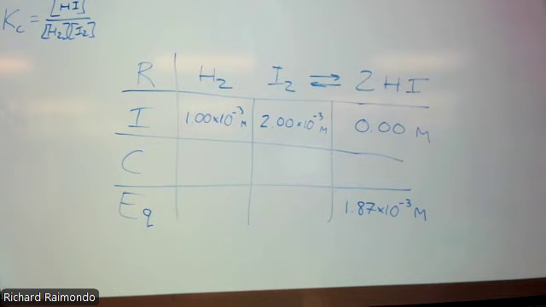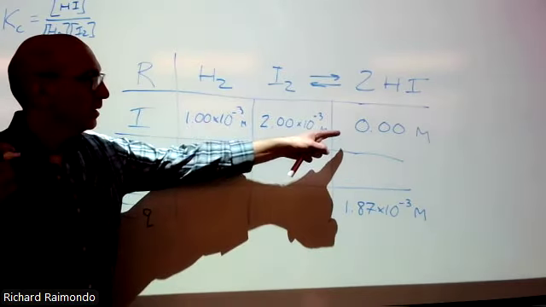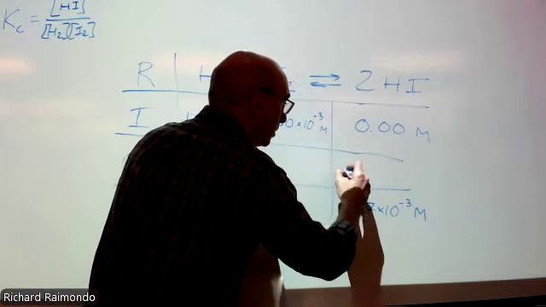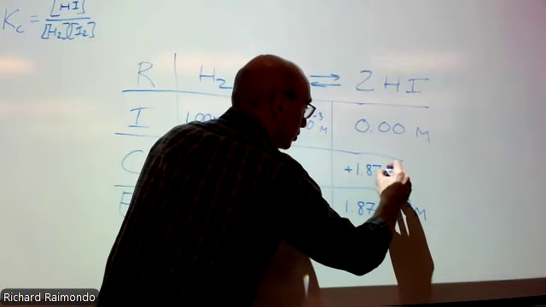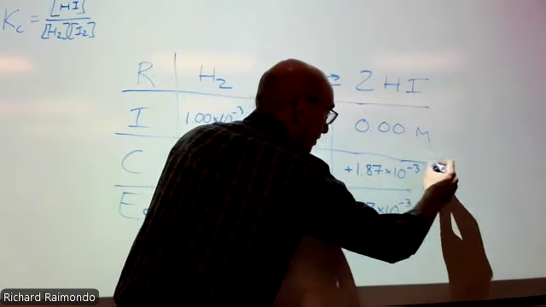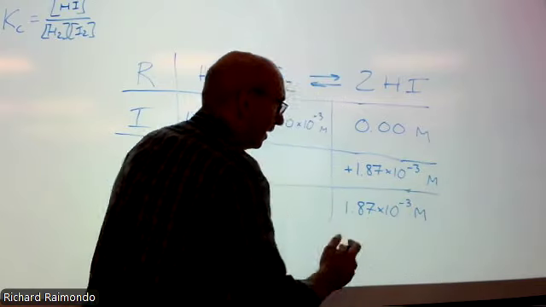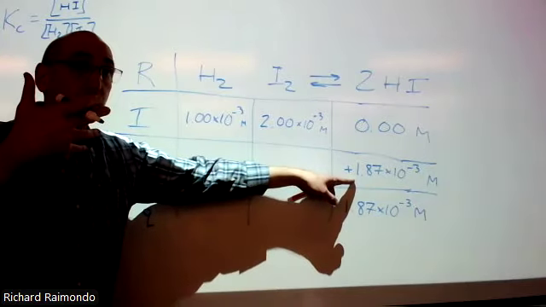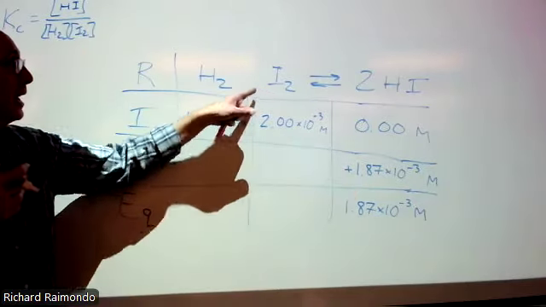Maddie, go ahead. The change for HI is plus 1.87 times 10 to the minus 3. Yeah, right. We went from 0 to this. There's only one thing that could have happened here: we made this much of our product. That's the change. And then what can we do here? Well, we know that if we made this much product, the concentration changed this much, this had to change, right?